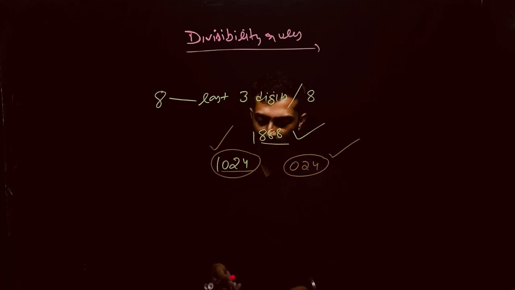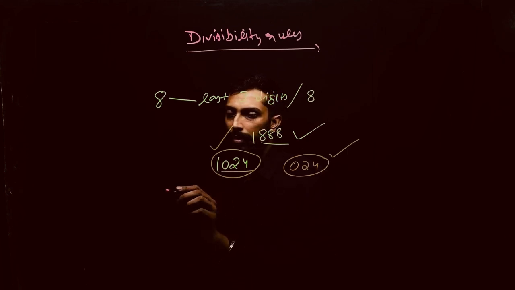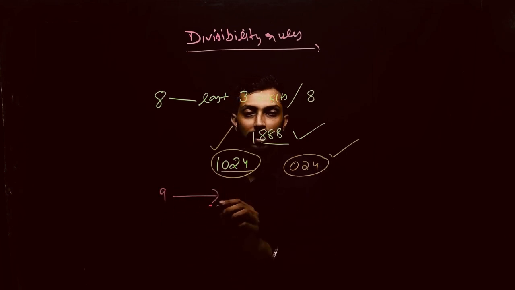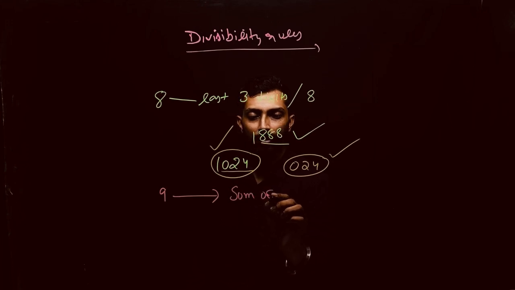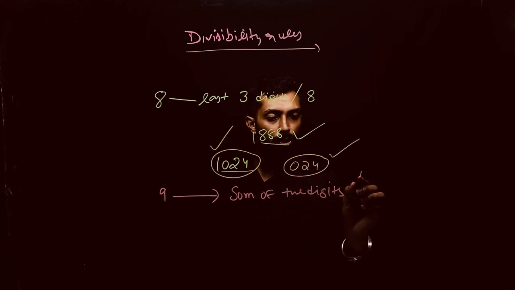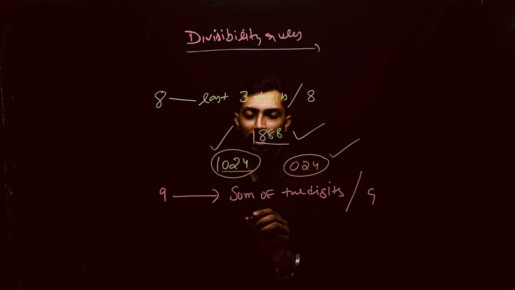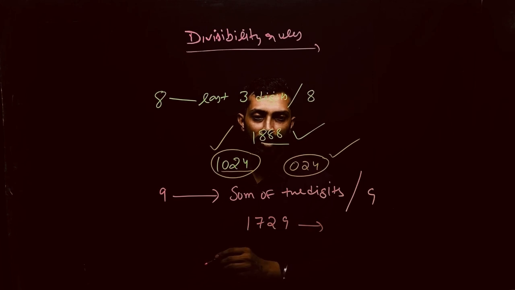Now let us discuss further the divisibility rule for 9. For 9, this is the same as 3. We will check that the sum of the digits should be divisible by 9, or a multiple of 9 should be there. Let us take an example here. I'm writing 1729. We will check whether this number is a multiple of 9 or not.